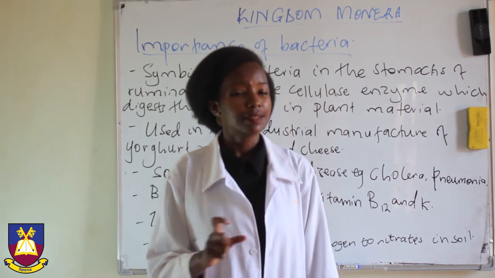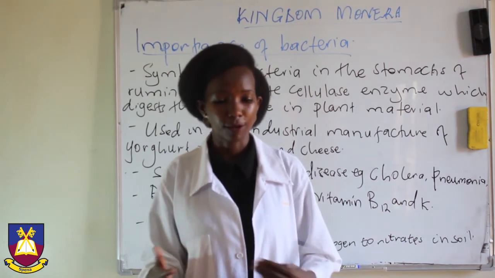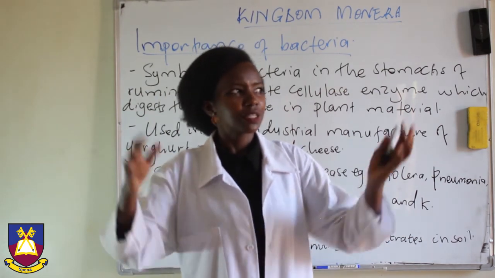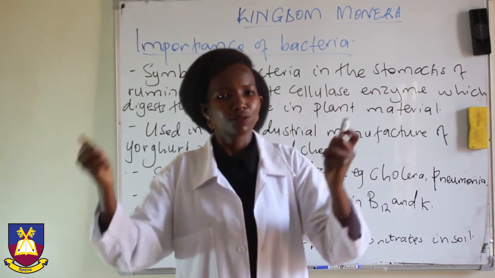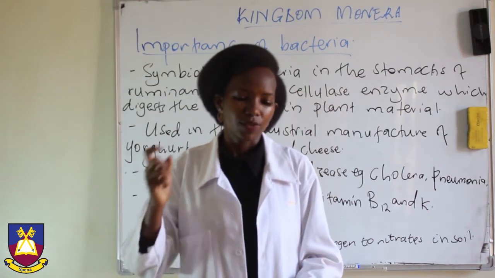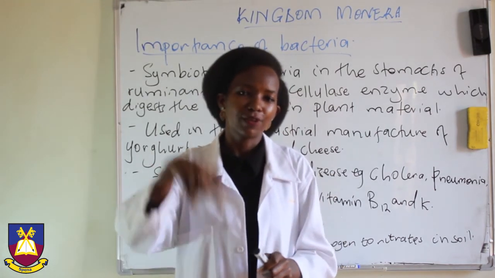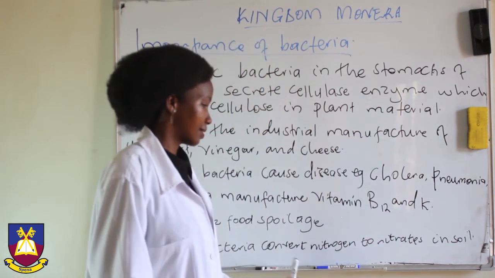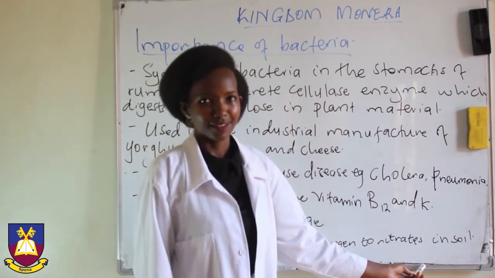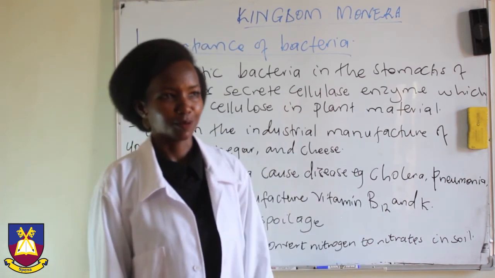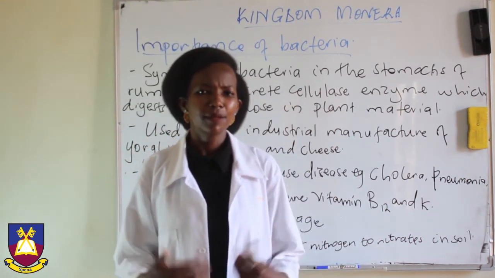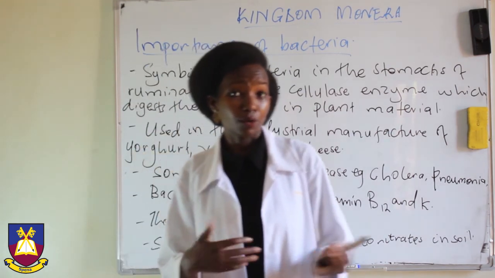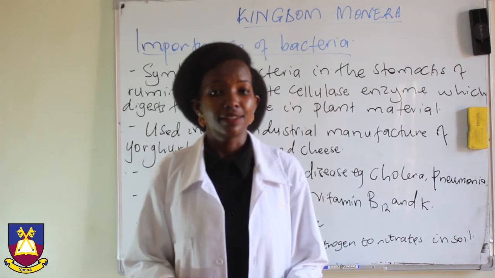So plants really need nitrates to be able to carry out their functions properly. And so they cannot really get this nitrogen in the atmosphere the way it is. So some bacteria do the job of converting it into the form that can be taken up by the plants, and that is the nitrates, thanks to those bacteria in the soil. There are many more other importance. Remember, importance have the good side about them and the bad side.